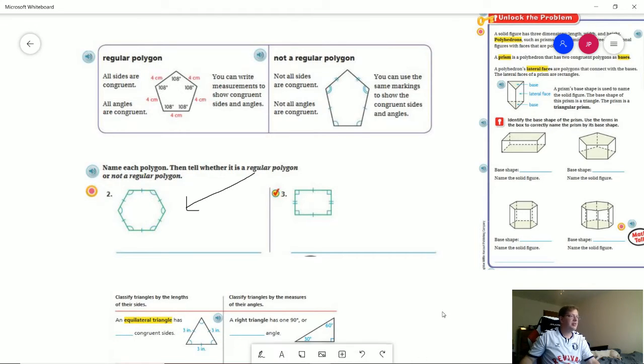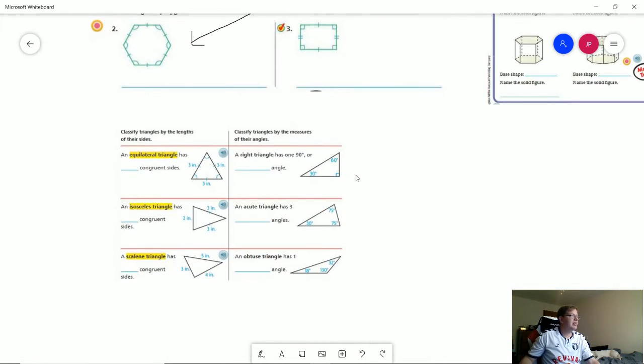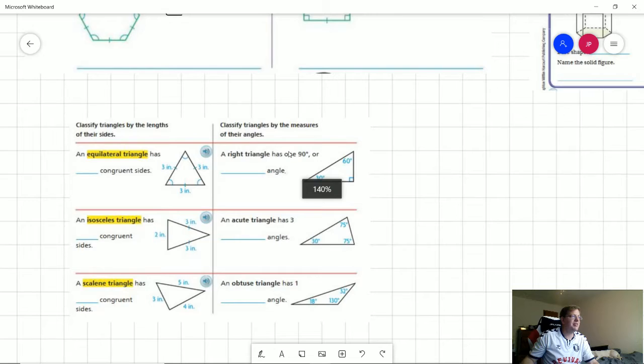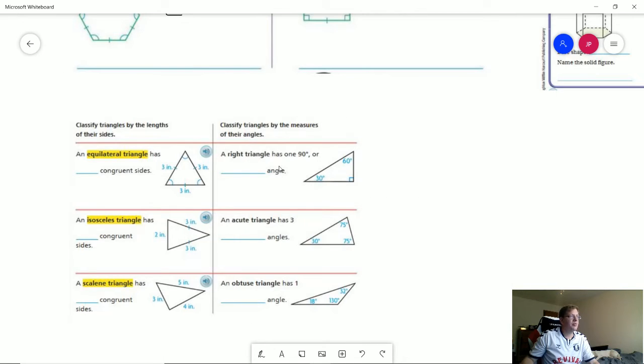The next thing I want to look at really quick is triangles. So in 4th grade, we started with this idea of classifying triangles by their angles. And so a right triangle is always going to have 1 right angle. An acute triangle is going to have 3 angles that are all less than 90 degrees. So we would say that we would use this word here. So we have 3 acute angles. Acute means that they are smaller than 90 degrees.